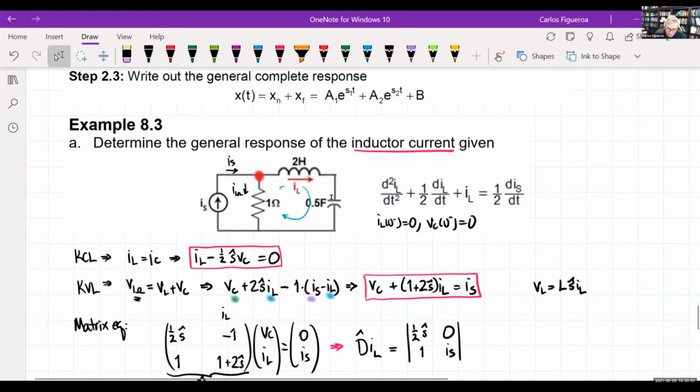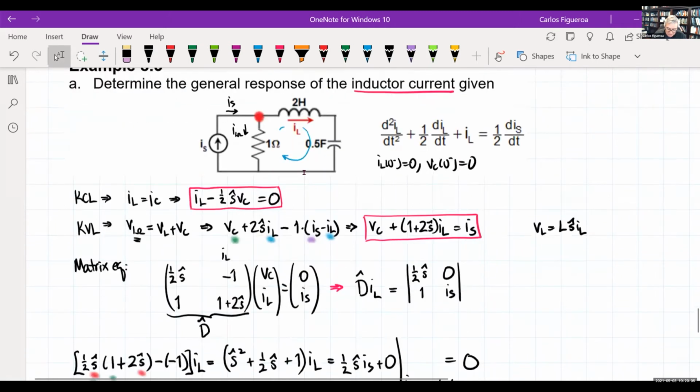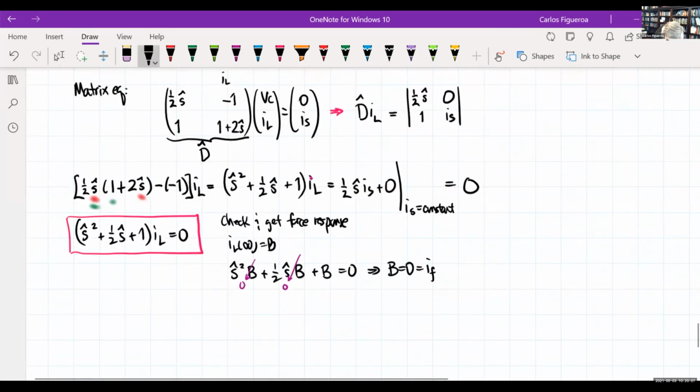When the capacitor opens, we see that the current of the inductor goes to 0. So if I check this with the circuit, as the cap is open, IL of infinity is 0. So that checks out.